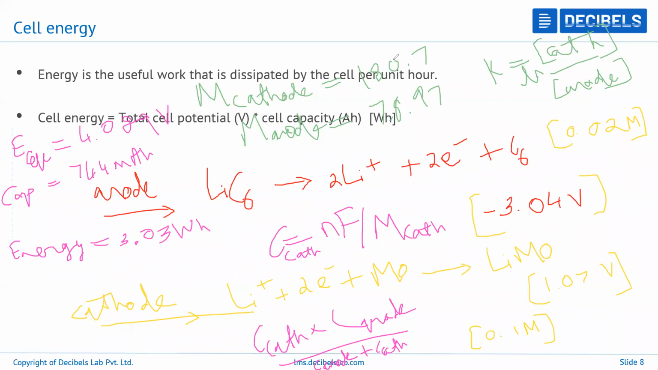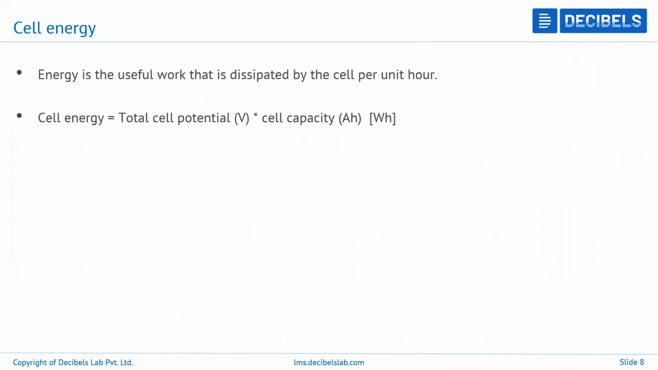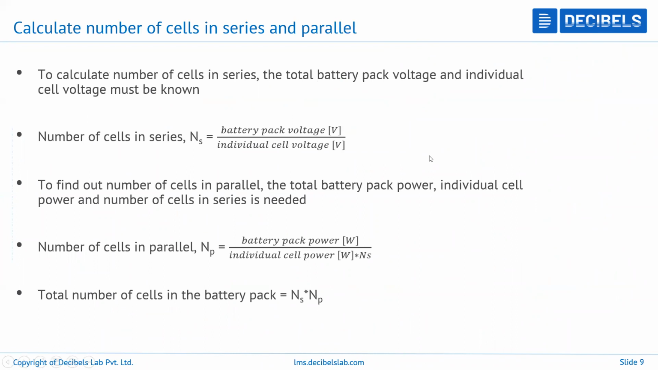Okay, so then I will proceed to the next point. With these values, just as a simple example, we will find out how to calculate the total number of cells required for a battery pack based on the number of cells in series and also the number of cells in parallel. First, to find your total number of cells in series, we must know your required battery pack voltage, and what the voltage of each cell is.